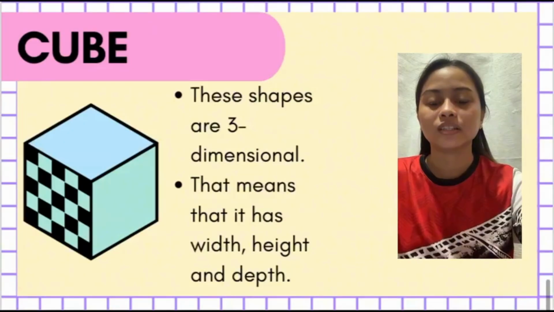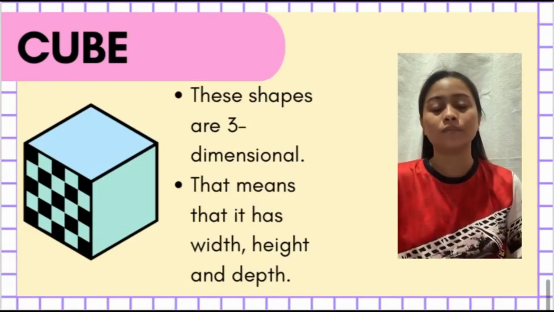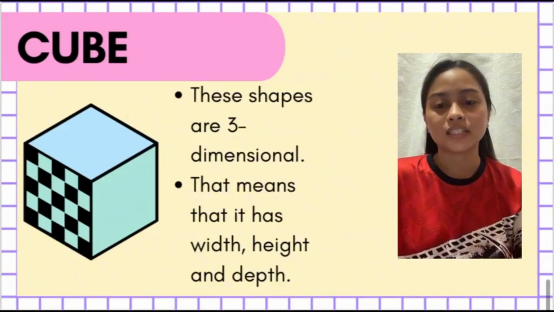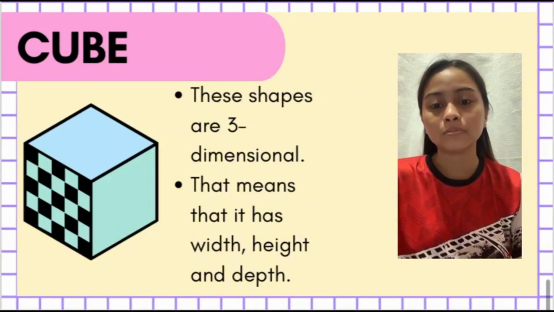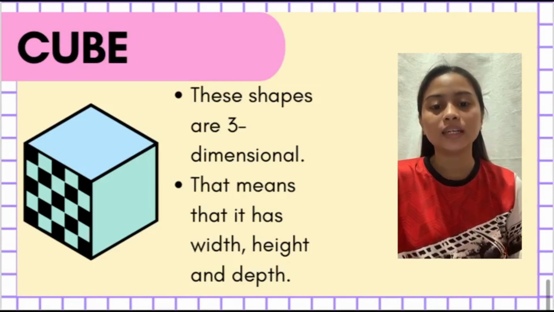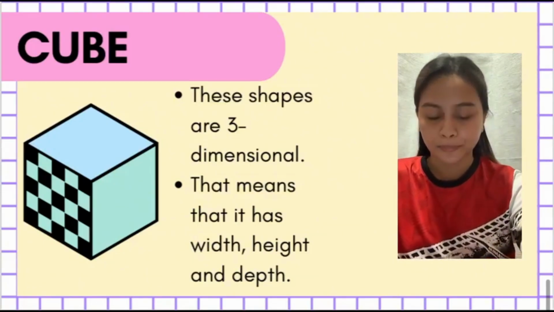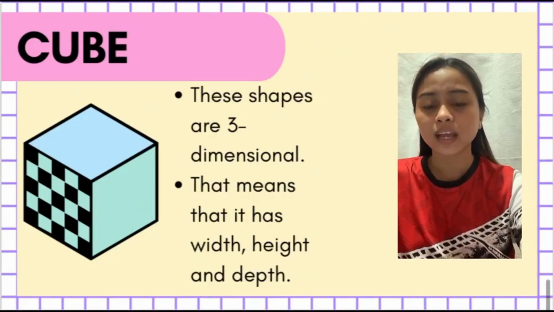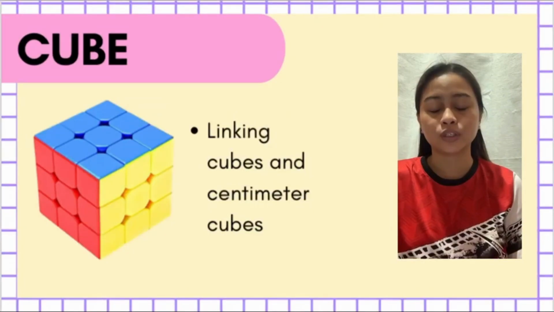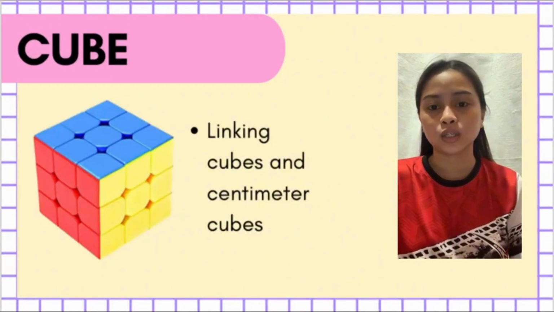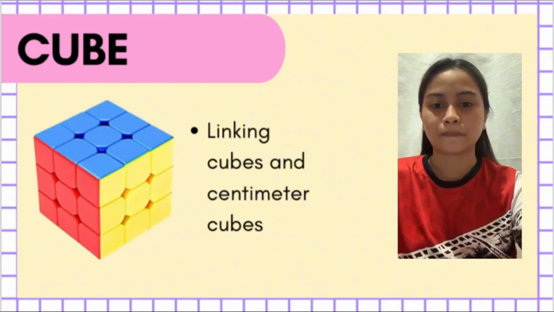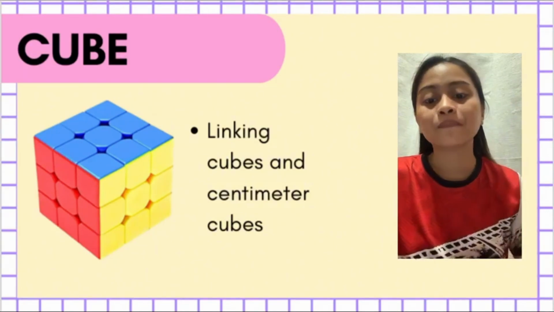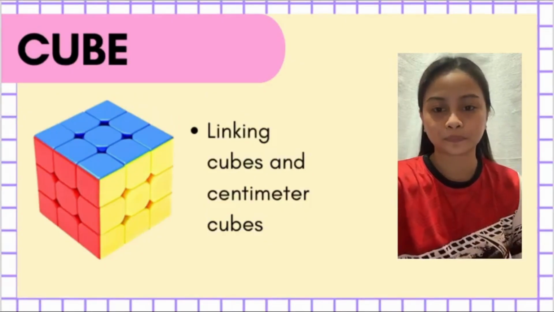The second one is the cube. A cube is a three-dimensional shape, which means that it has width, height, and depth. An example of a solid figure that is a cube is the Rubik's cube. There are many examples of cubes, like the Rubik's cube.